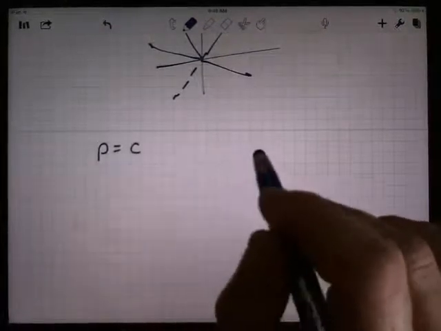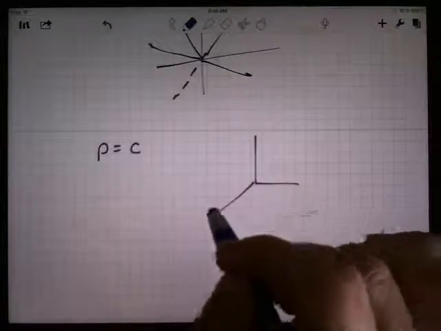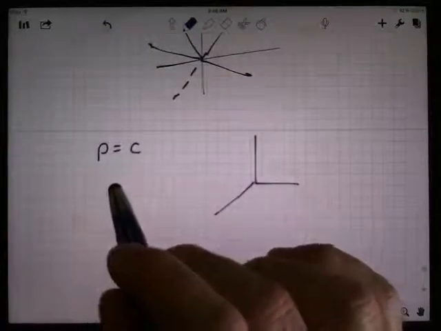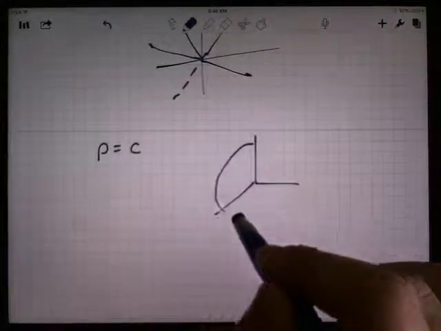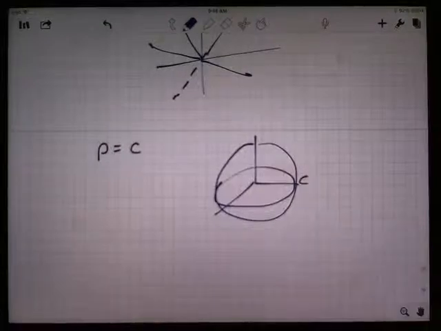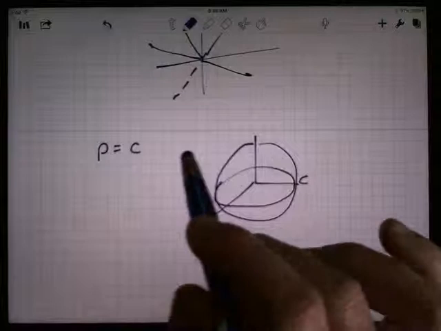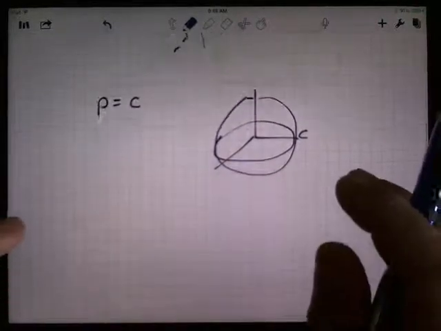Right? If you have rho equals a constant, then you're saying I want all the points where the distance from the origin is constant. I don't care what the two angles, I don't care what theta or phi are. So what you're talking about now is a sphere of radius c. Any point on that sphere has the same rho value, and theta and phi are arbitrary.